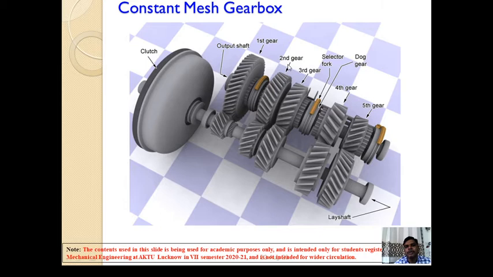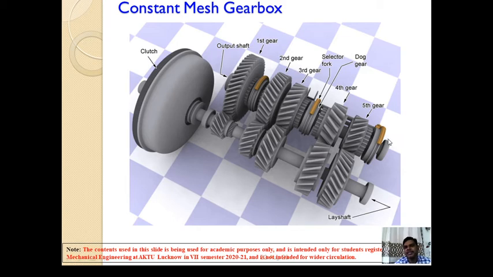To engage the second gear, the gear smaller than this first gear, that is this one, the second gear, is meshed with the gear fitted on the counter shaft. The third gear is smaller than the first and second gear. Similarly, the fourth gear is further smaller to obtain a different gear ratio, and the fifth gear is the smallest gear over the output shaft or main shaft.